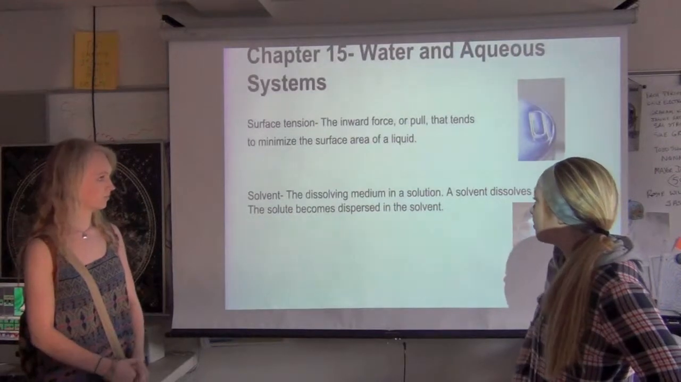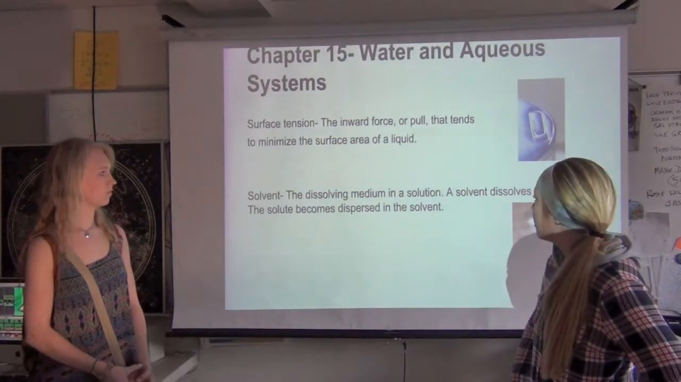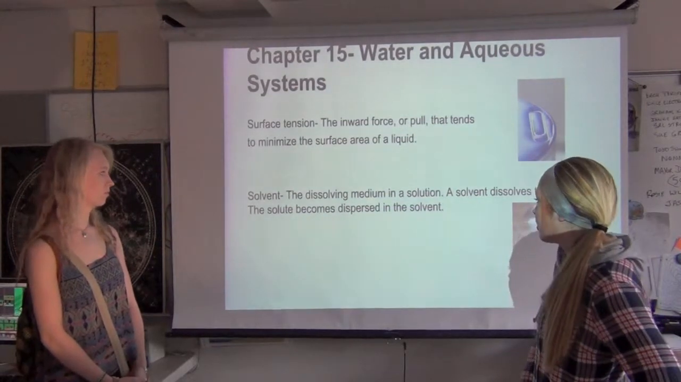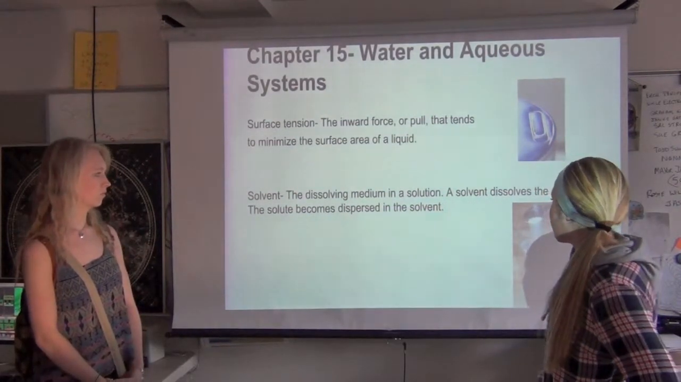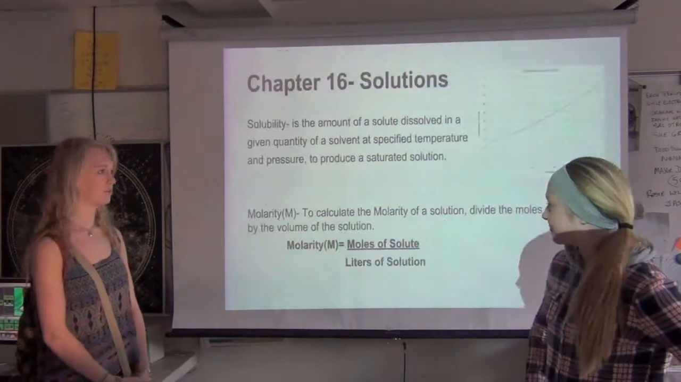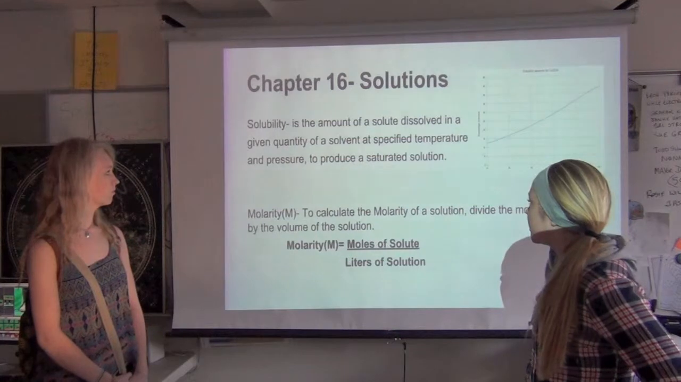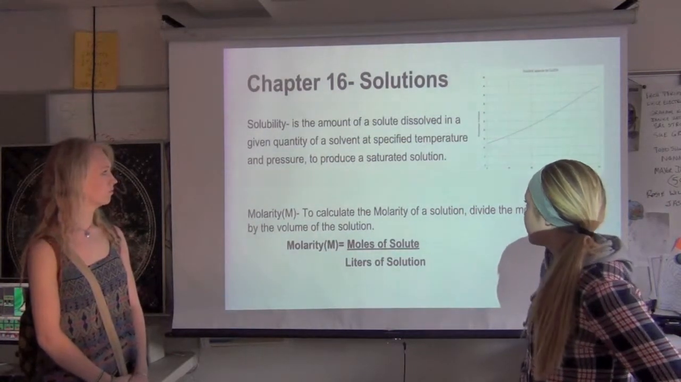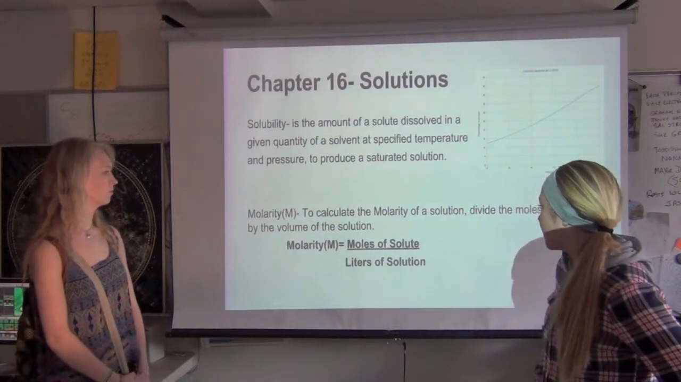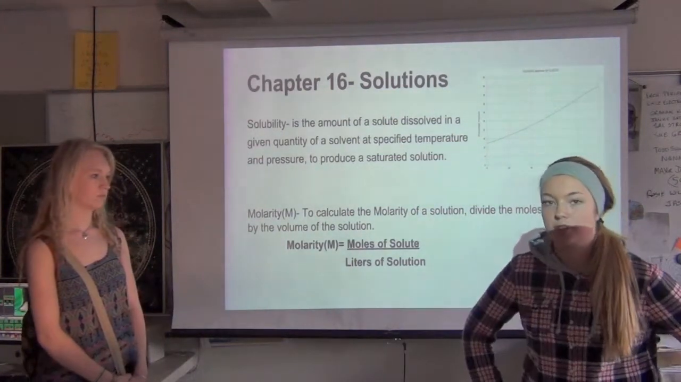Next. Chapter 15, we learned about surface tension, which is the inward force or pull that tends to minimize the surface area of a liquid. And then we learned about a solvent, which is the dissolving medium in a solution, and the solvent dissolves the solute. The solute becomes dispersed in a solvent. Next. Solubility is the amount of solute dissolved in a given quantity of a solvent at specified temperature and pressure to produce a saturated solution. And molarity: to calculate the molarity of a solution, you divide the moles of solute by the volume of solution, and that's chapter 16, solutions.